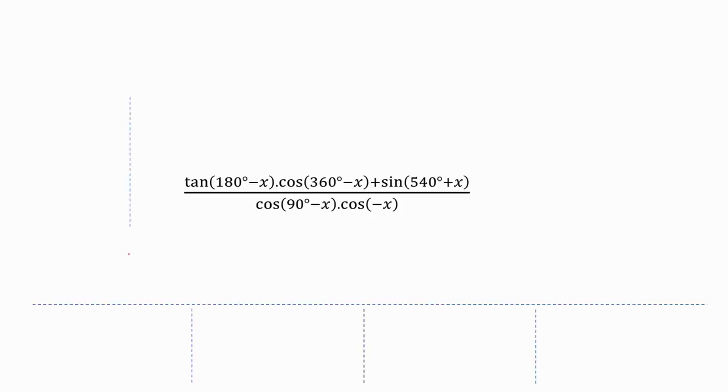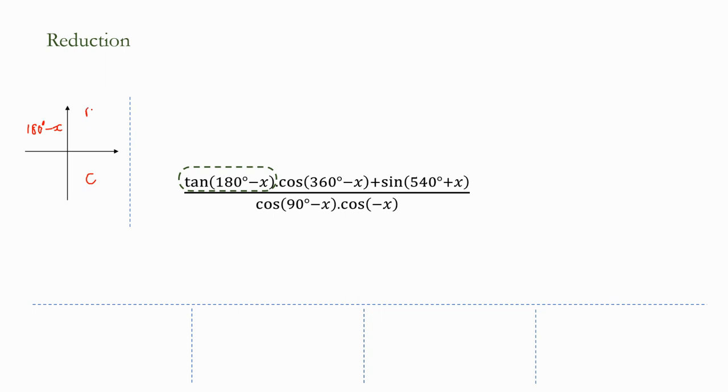Right, let's go there. We have the first one here, which is tan(180 degrees minus x). So this one, what are we going to do? We're going to do a reduction here. So where is 180 degrees minus x? It is in the second quadrant. 180 degrees minus x is in the second quadrant.